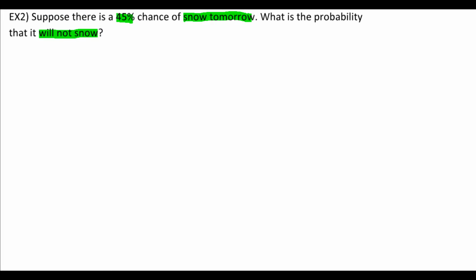And I'm going to show you how to solve this problem the quick Mr. G method way first. So what I want to write down first is, what's the probability that it will snow? Well, there's a 45% chance. So there's a 45% chance that it will snow. But over here on the other side, let's just look at the chance that it will not snow, and that's what we're trying to answer here. So will not snow.